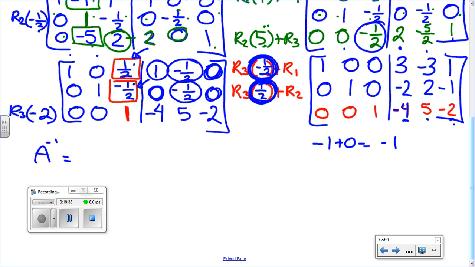Now, let me show you guys how you can check your work on the calculator. Do you guys have a calculator? If you don't, go grab one, please.